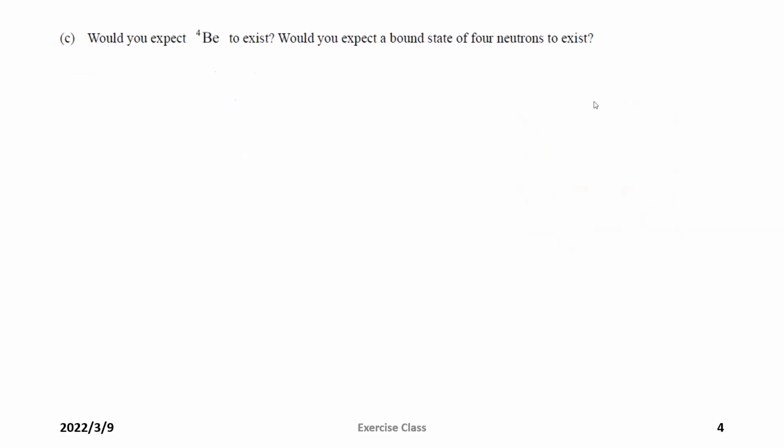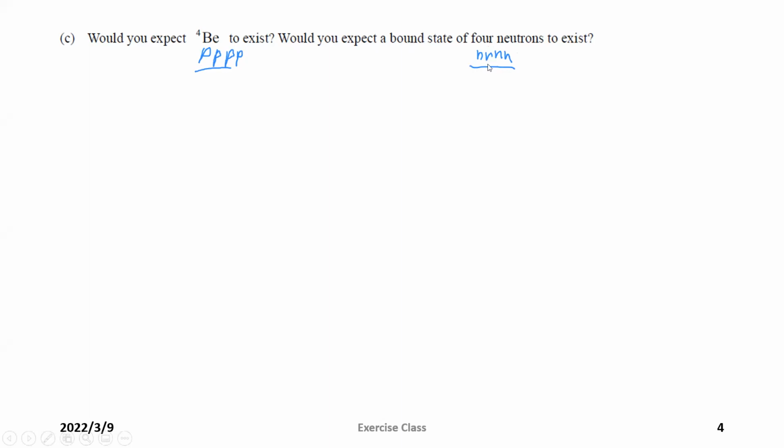And for part C, we are asked whether we expect beryllium-4 to exist, and also 4 neutrons. Beryllium-4 just refers to the state of 4 protons, and here we have 4 neutrons. So we can see that these are some bound states of 4 nucleons.